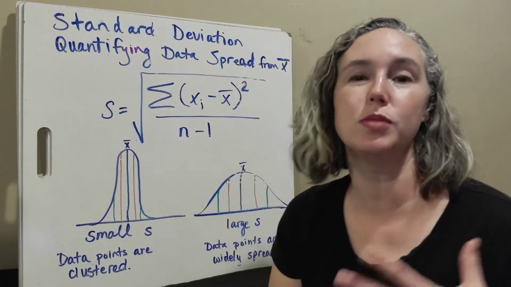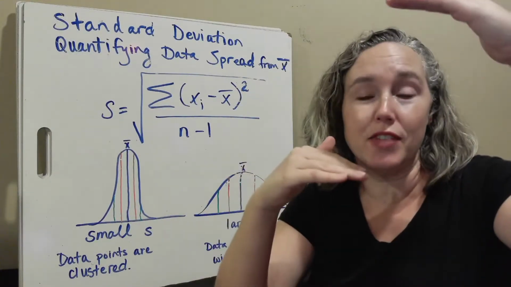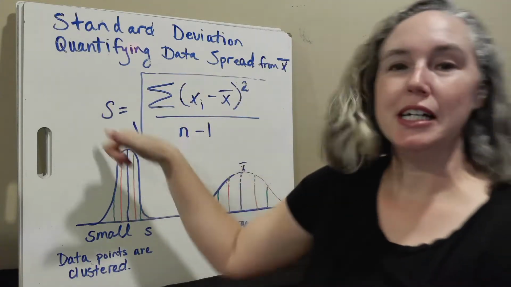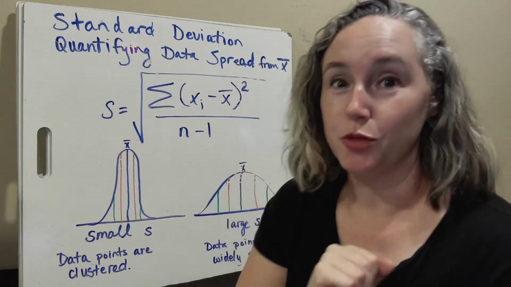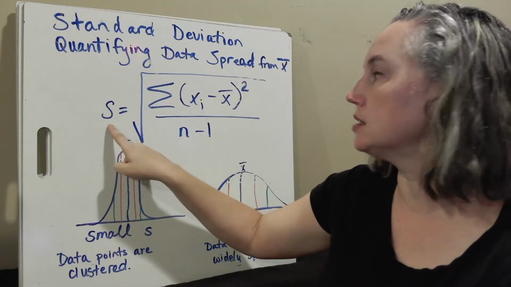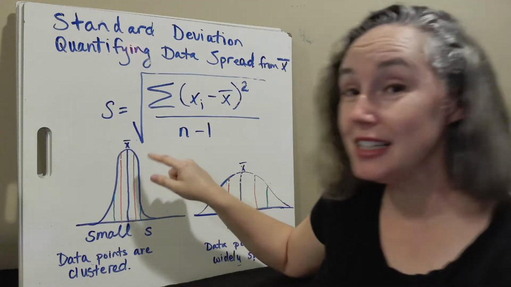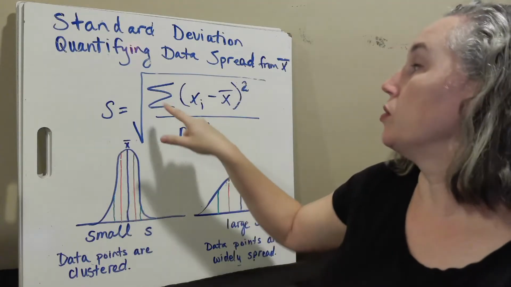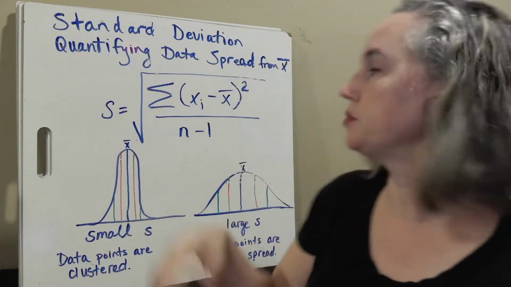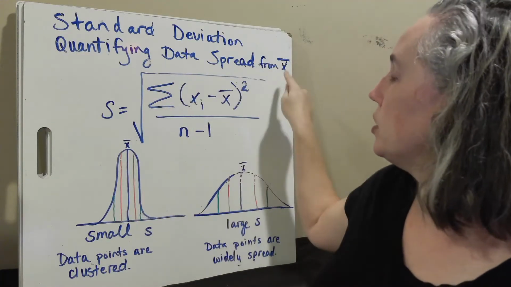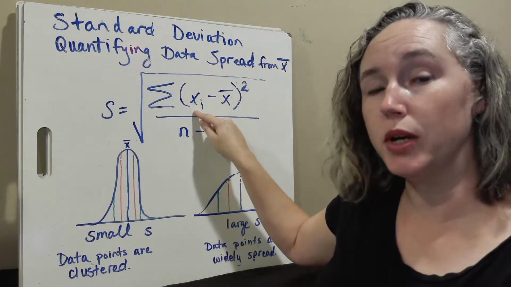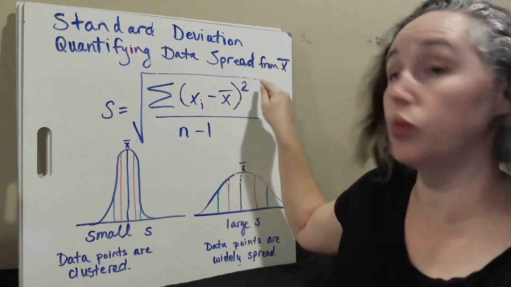Standard deviation helps us quantify the spread of the data points from the mean. This is the formula. It is provided on the AP Biology formula sheet, so you don't have to memorize it. Standard deviation is S, and this looks kind of intimidating, but we're going to break it down. Remember, all the variables are defined on the formula sheet as well, in case you forget. But it's the square root of the sum of all the individual data points minus the mean squared.